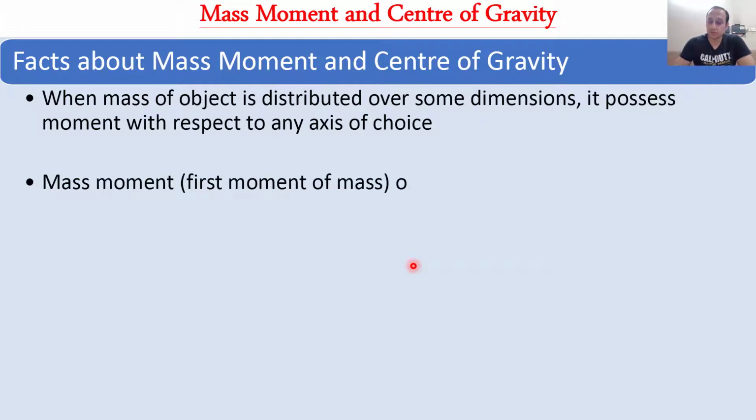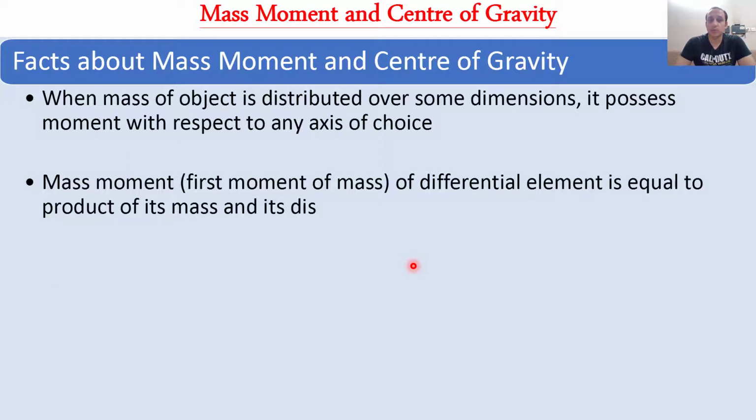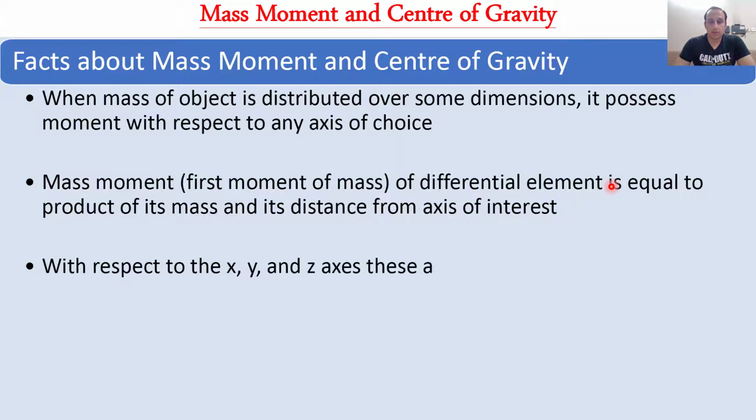Mass moment is also known as the first moment of mass. For a differential element, it is equal to the product of its mass and its distance from the axis of interest. Like we just saw in the diagram, we have three axes, so we need to calculate the mass moment with reference to these three axes. We have dmx, the mass moment with respect to the x-axis. That will be equal to the mass itself.